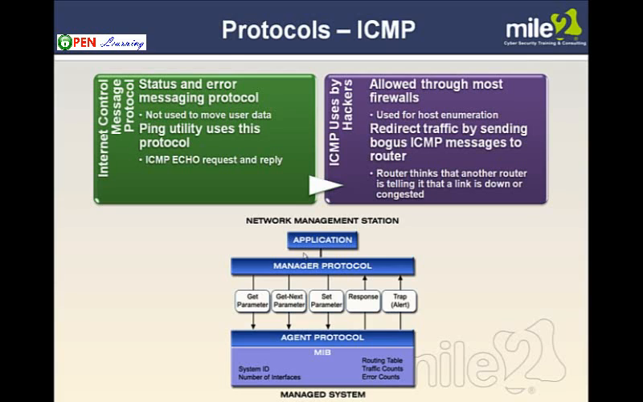I would say over the years, ICMP is being blocked more than it used to be. So yes, it is allowed through most internal firewalls, but we're seeing more of it being restricted outside, but it depends. So yeah, a hacker could redirect traffic by sending bogus ICMP messages to a router and throw off the whole communication through ICMP.